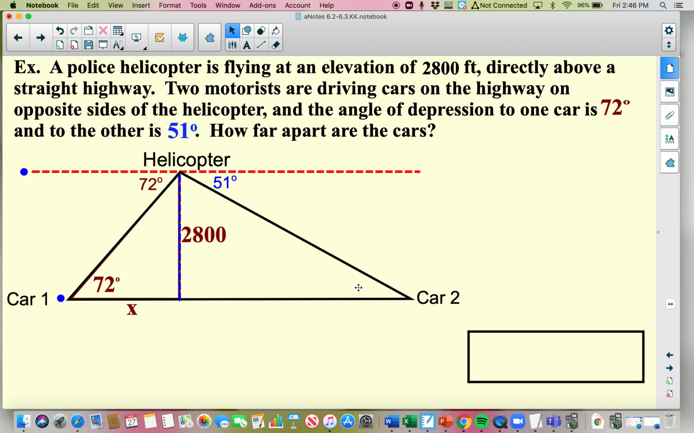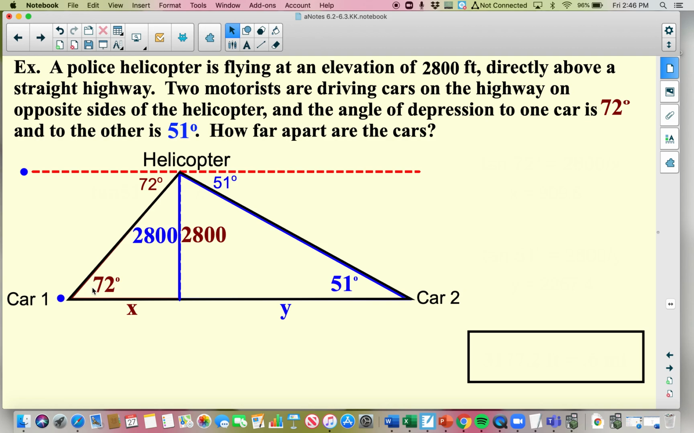Car number 2, same idea, except its alternate interior angle is 51. I called this distance Y, and this distance X. I color coordinated the red and the blue for the two different cars. Keep in mind the question is asking how far apart the cars are. So if I can figure out X and Y and add them together, that's going to give me how far apart those cars are. Starting with car 1, this little triangle here, they are both right triangles.